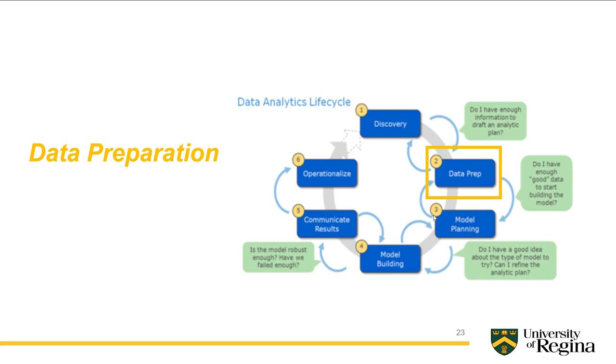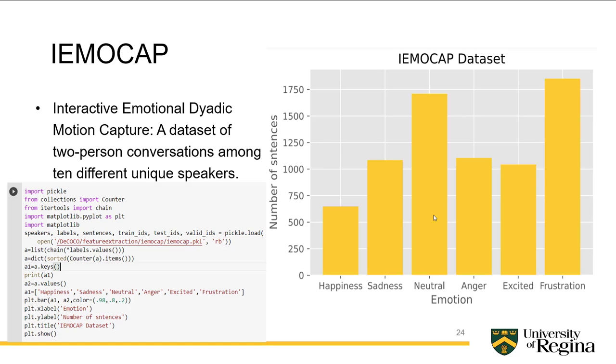The second step is data preparation. We were inspired by DialogueRNN and COSMIC, and use the same datasets, which are famous datasets for NLP. IEMOCAP, as you can see, has different emotions according to the number of sentences that are almost imbalanced, and there is no same distribution for the different emotions.